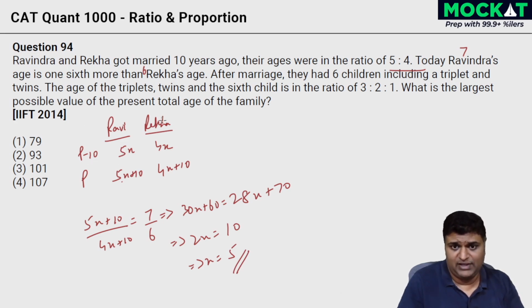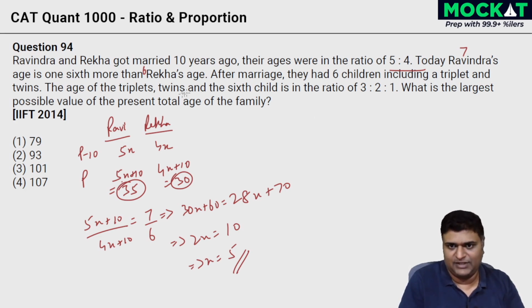So we know Ravi and Rekha's present ages. What are they going to be? Present age is going to be 5 into 5, 25 plus 10. That's 35 here for Ravi, and Rekha over here is going to be 4 into 5, 20 plus 10, which comes to 30. Fine. Now, after marriage, they had 6 children, including a triplet and twins.